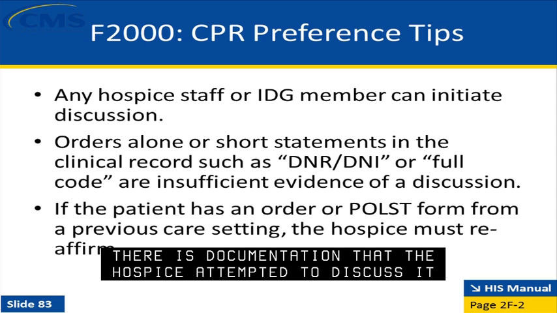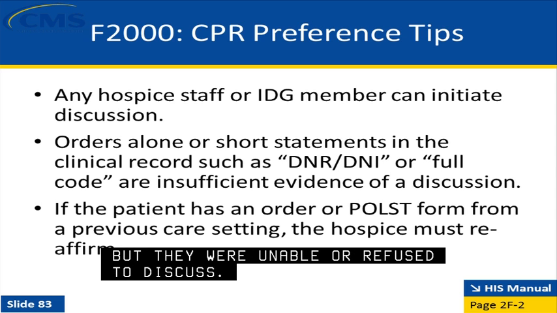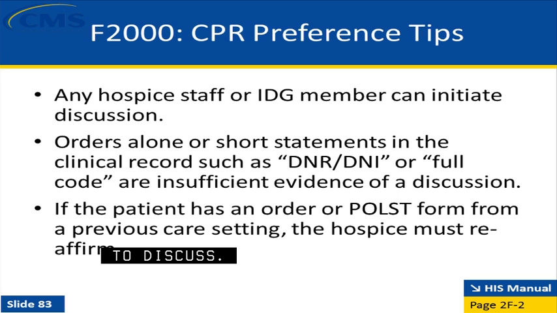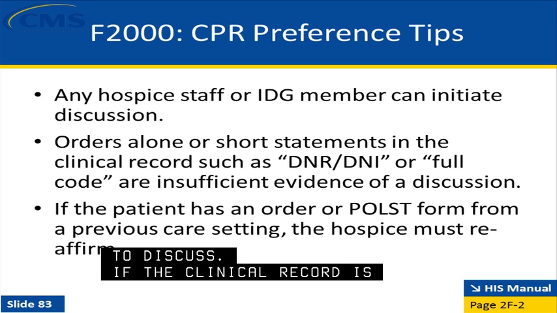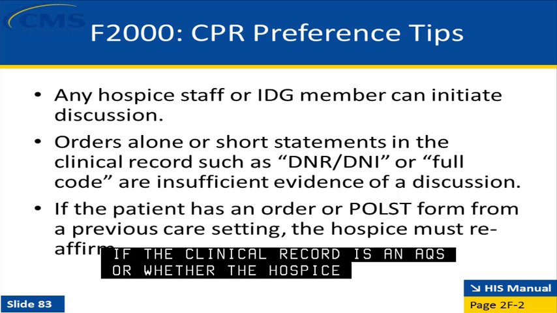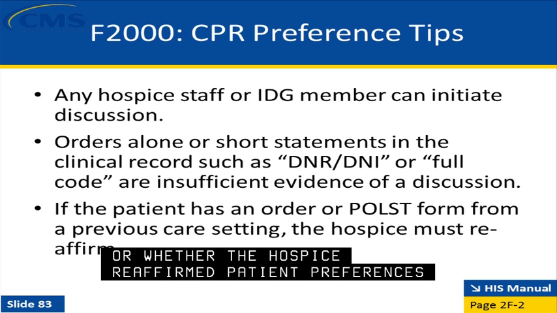If a clinical record is ambiguous as to whether the hospice reaffirmed patient preferences that are documented in a pre-existing order or a POLST, you should select code 0 or no.